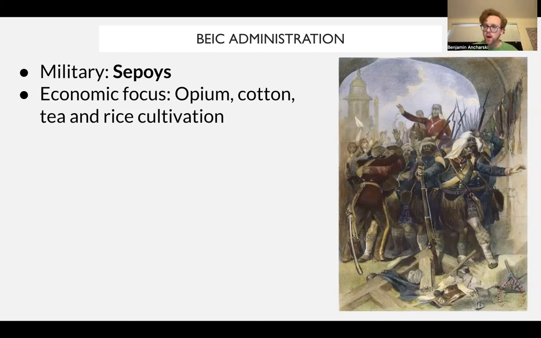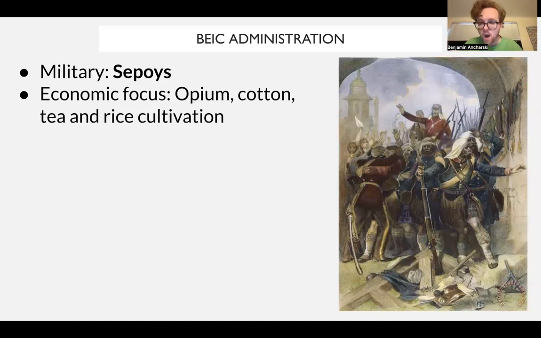Anyway, opium. Why do they want to grow opium? Do they like drugs? Do they want to sell drugs to the British people? No, actually, they don't. They want to sell drugs to the Chinese. And we'll look at that more later, actually. So opium is a big cash crop, a big raw material from India.